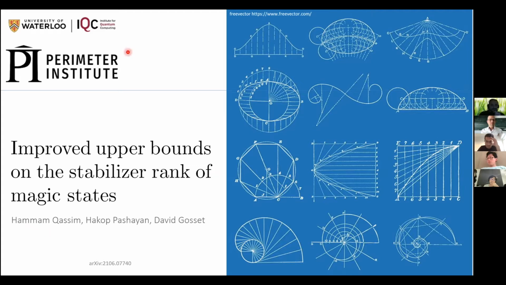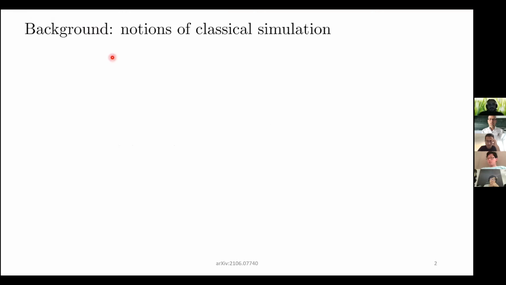So I'm Hakop Pashayan. I'm from PI and IQC, and I want to talk to you about this paper, which you might have seen on the arXiv, and it's joint work with Hamam Qasim and David Gosset. Okay, so I want to set up a little bit of background and talk about simulation, classical simulation, a bit more generally before diving into the very specific topic.